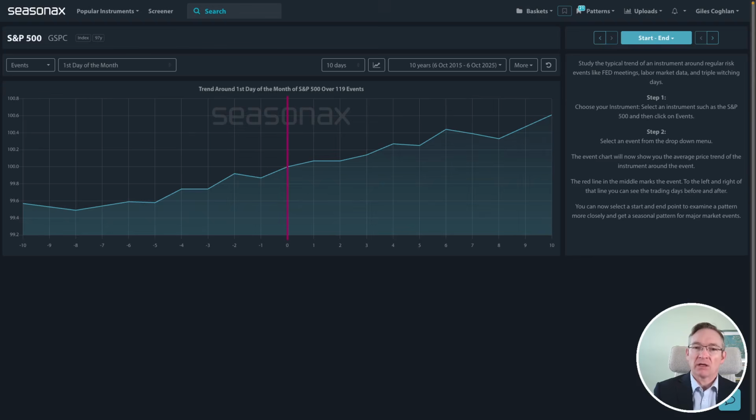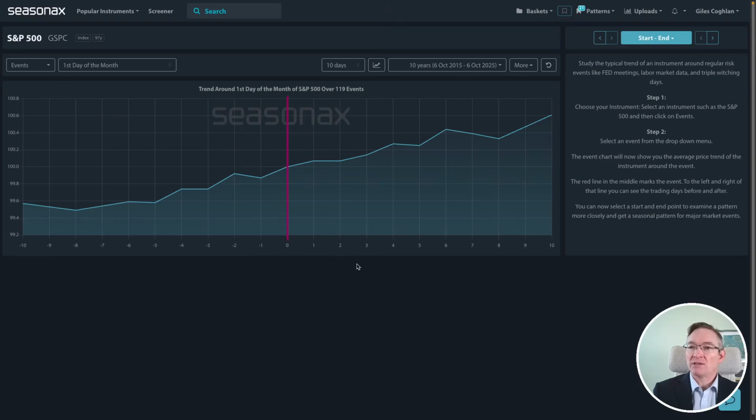Well, a big part of it comes down to cash flows. At the start of each month, we see salary inflows, pension contributions, ETF savings plans that are automatically invested into markets. Institutional investors often allocate new capital at this time. So these inflows create a liquidity boost that can push prices higher, especially in major equity indices.